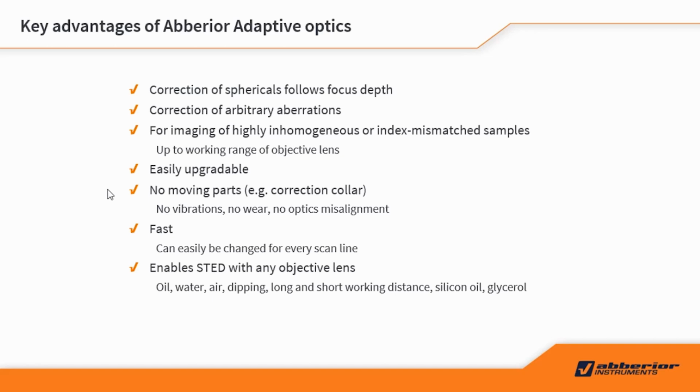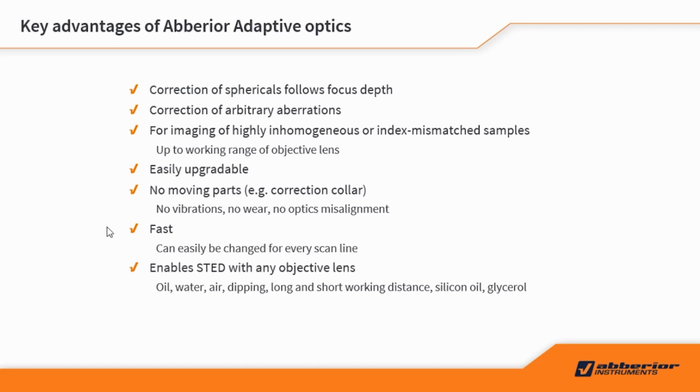And this is in contrast to, for example, correction collars. Correction collars are macroscopic mechanic appliances. When they move fast, they can cause vibrations. They can wear out. When lenses are moved, it can cause misalignment of optics. None of that is a problem with SLMs or deformable mirrors that we use.